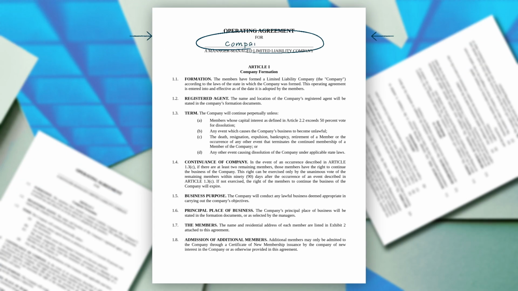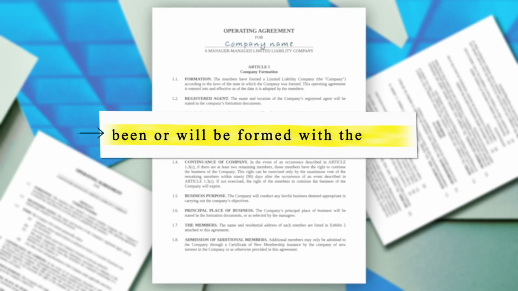This isn't filed with the state, but it is an essential document. Think of it as the laws for your LLC, providing a framework for solving any issues. Let's start at the top where you'll fill in your business name. Following this, Article 1 affirms that the LLC has been or will be formed with the state.